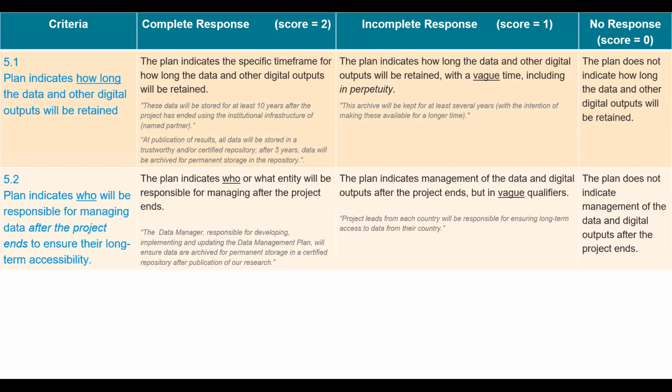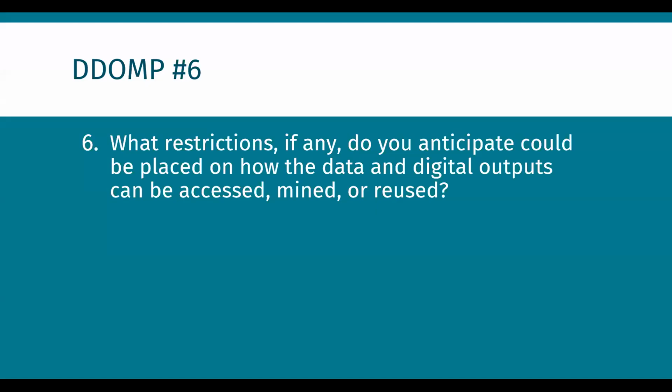The plan indicates management of the data and digital outputs after the project ends, but with vague qualifiers, it's not as specific as naming who it will be. For example, project leads from each country will be responsible for ensuring long-term access to data from their country. Although true, it is lacking the specificity that makes a more complete response for this criteria of the DDOMP.